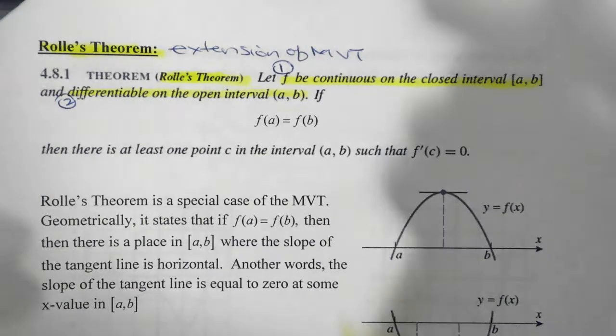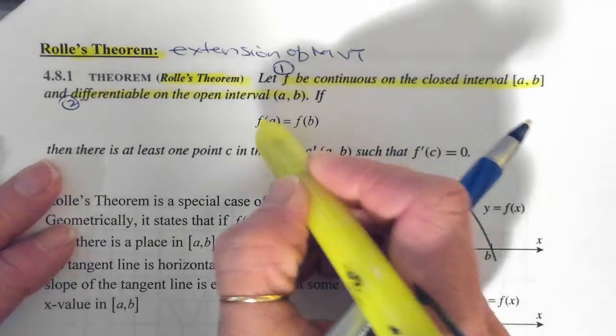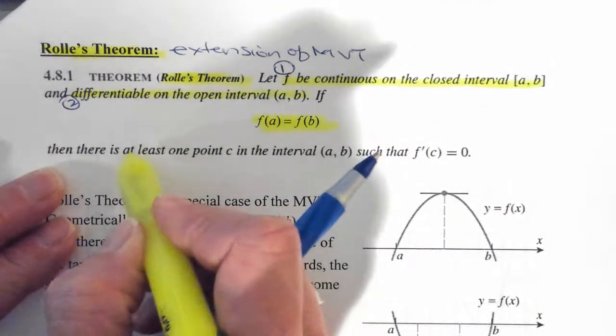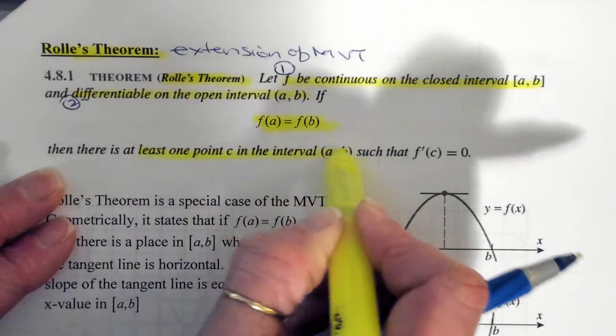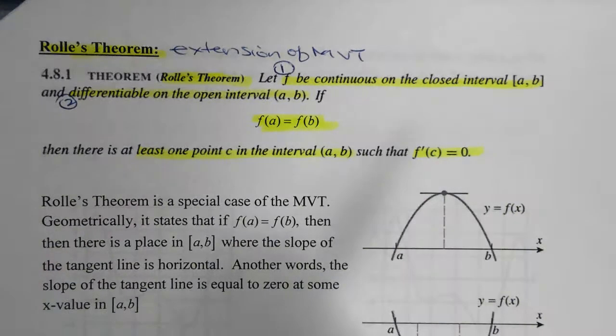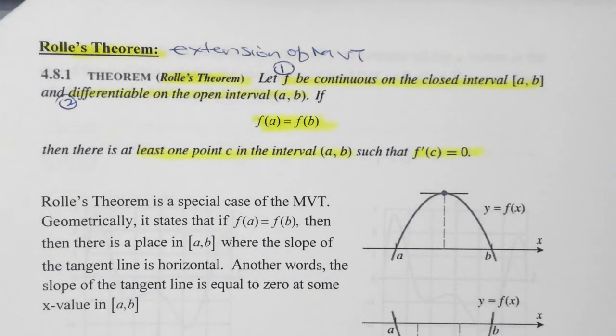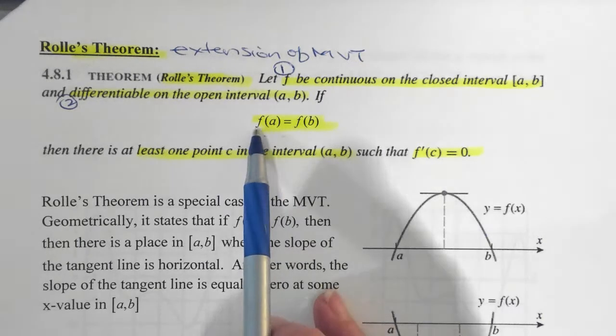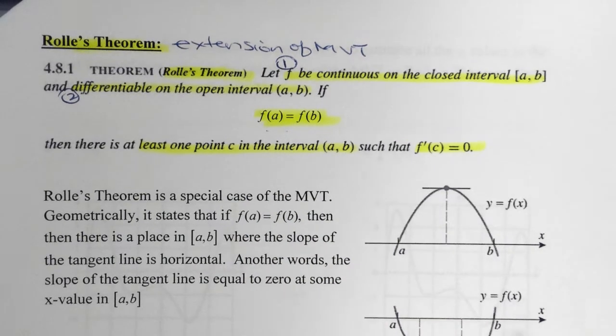Okay, here's the last part. They are saying that if f of A is equal to f of B, then there is at least one point C on the interval such that f prime of C is equal to 0. There's a lot of letters there. What does this mean? Guys, can you tell me what this is another notation for? F of A is equal to f of B. What does that mean?